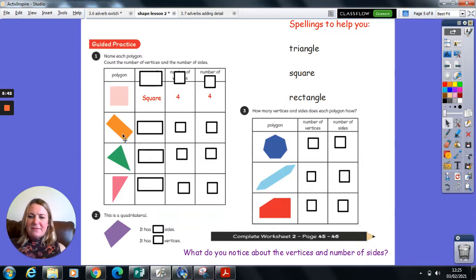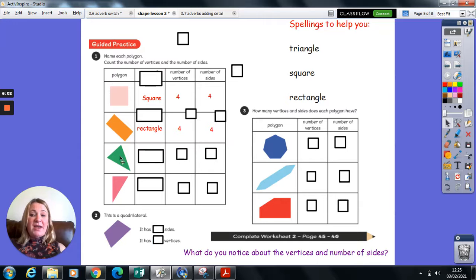Don't be confused by the fact it's on an angle. This has 2 sides the same that are shorter than the other 2 sides that are the same length. It is a rectangle. It has 4 vertices and 4 sides. Triangle, 3 sides.